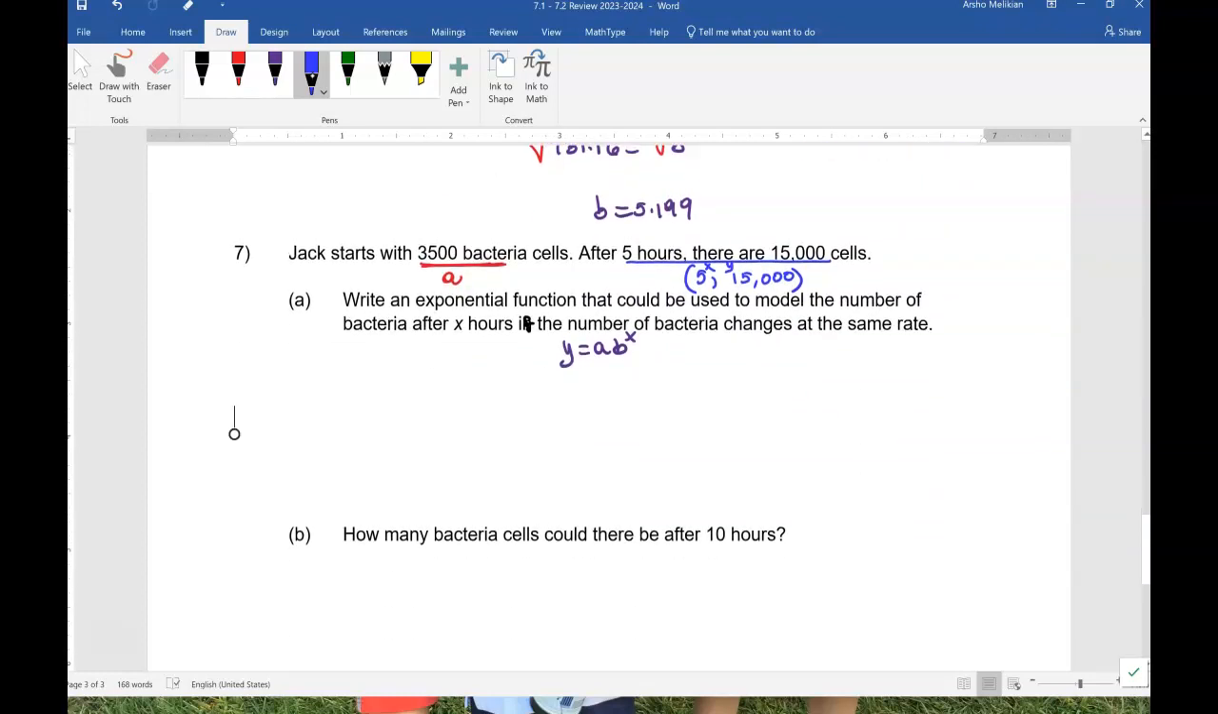No. So here y is 15,000 equals a is 3,500 times b and then to the power of 5. Okay, and then after that, the process is always the same. So we're going to divide both sides by 3,500.